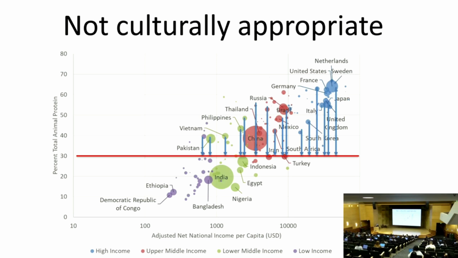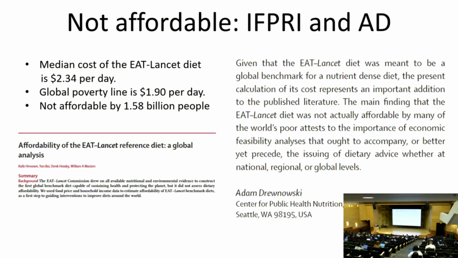So one of the criticisms, acknowledged by the Lancet commissioners, especially Jess Fanzo, was that the territoriality or the regional diversity of diets was not fully taken into account. So the social aspects of the Planetary Health Diet were not really there. The second issue that came up, exactly as Grishma mentioned, was that it was not affordable.